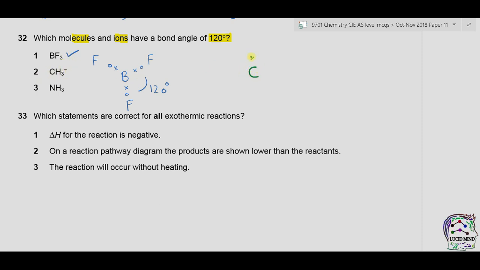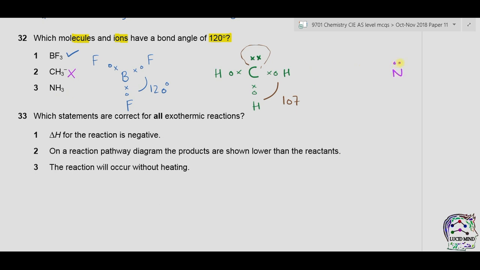2 is CH3 negative. Now carbon has 4 electrons in the outermost shell and there are 3 hydrogen atoms. So each hydrogen atom is making single covalent bond with carbon. We also have a negative charge, which means extra electron is present. Now there are 3 bond pairs and 1 lone pair. The repulsion due to lone pair is greater, so therefore bond angle will reduce and it will get similar to that of ammonia. So 2 is incorrect.